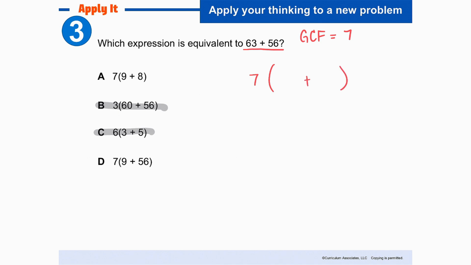So what times 7 makes 63? Well, I know 9 does. And then what times 7 makes 56? I know 8 does. Do I see an expression that looks like that? Yep, right here. This one would not work. 7 times 9 would be 63, but 7 times 56 would definitely not make 56. So we also know that this one is incorrect. So A would be our correct response.